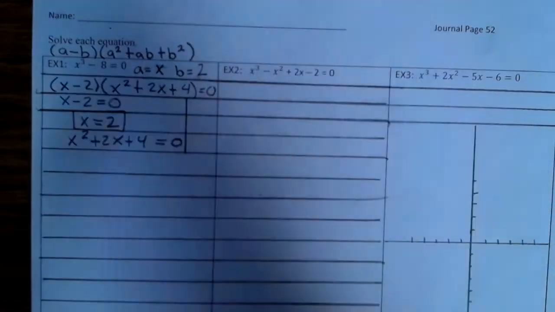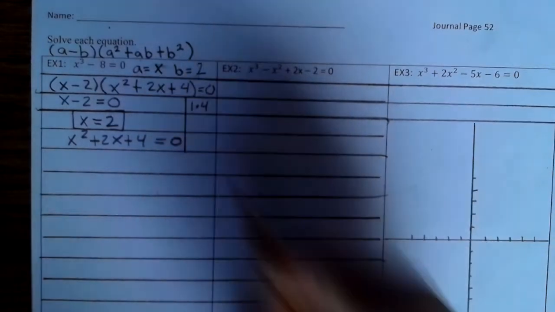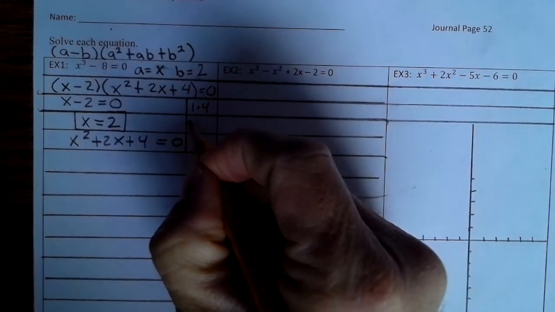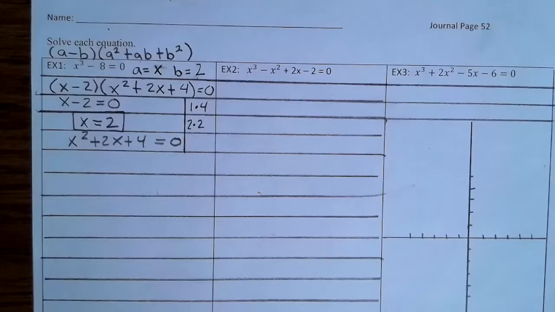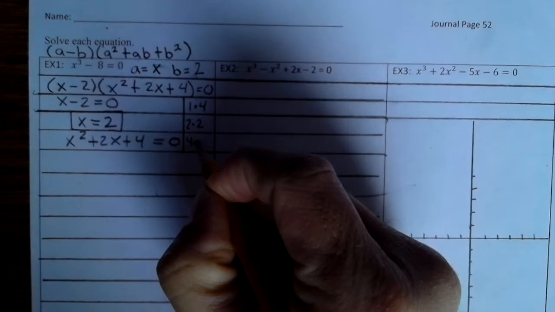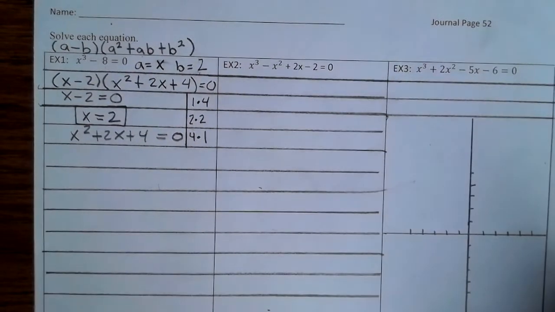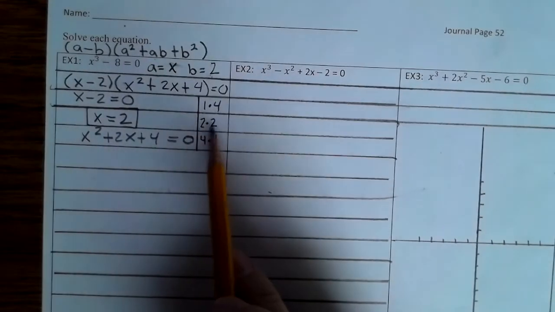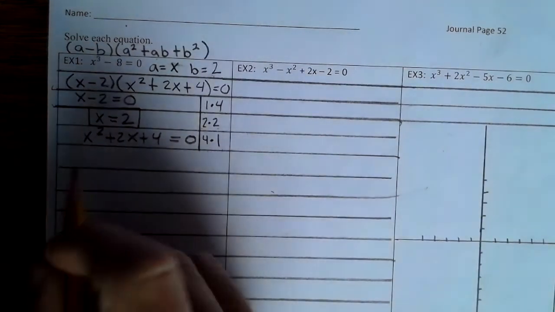So we know that 1 times 4 is 4. We know that 2 times 2 is 4. And we know that 4 times 1 is 4. Now, combining, we look at 1 plus 4 is 5. That doesn't work. 2 plus 2 is 4. That doesn't work. And 4 plus 1 is 5. So we say that this is not factorable.